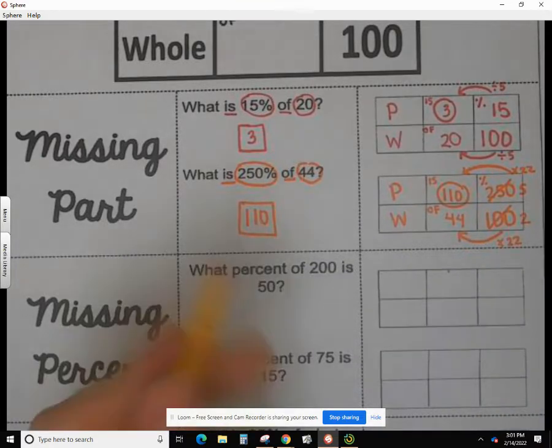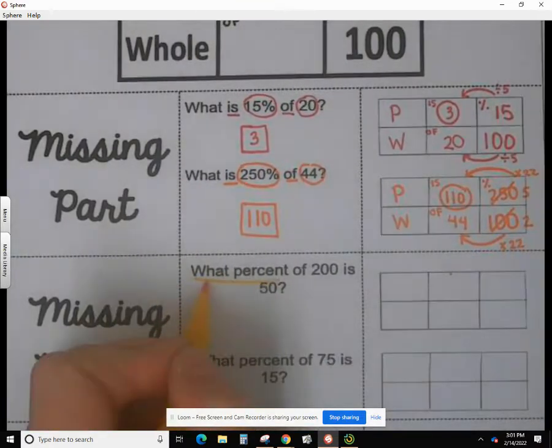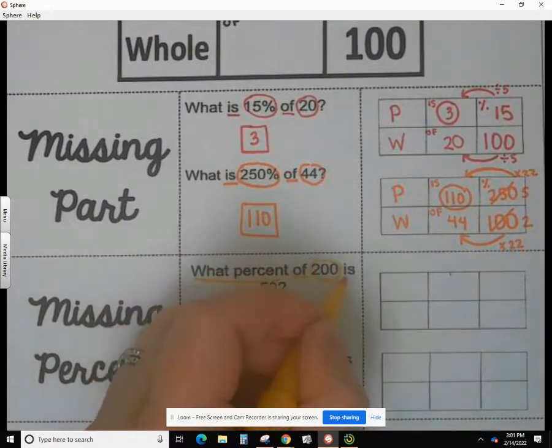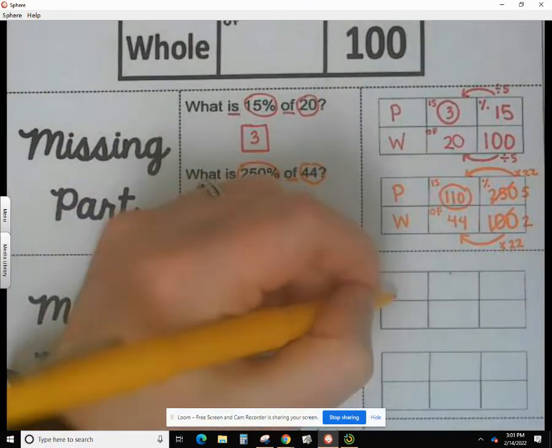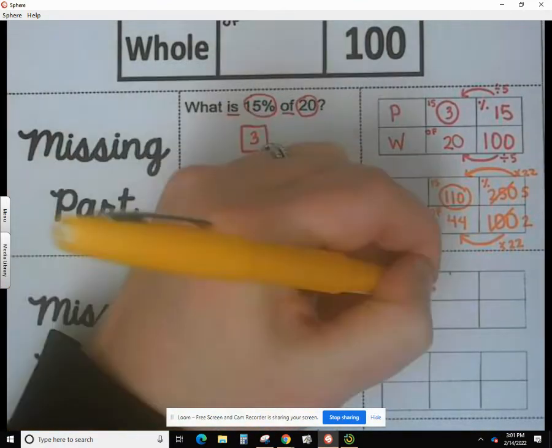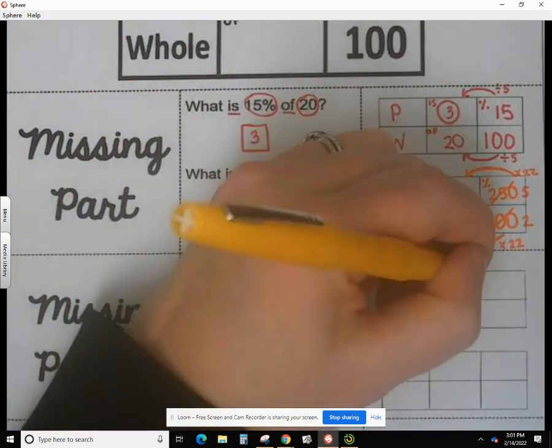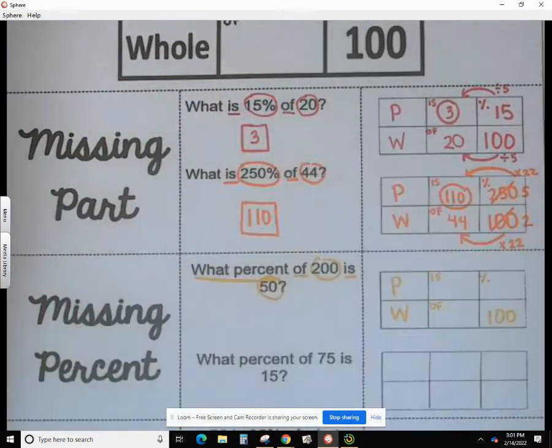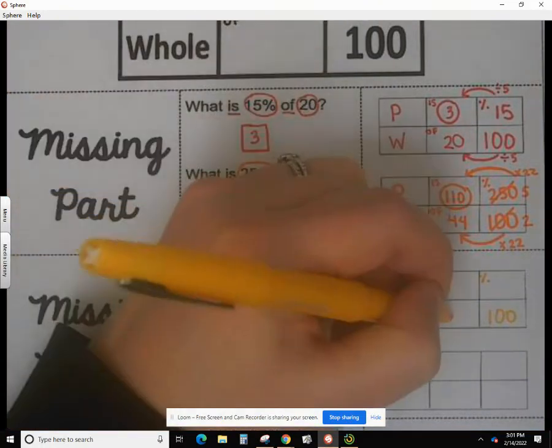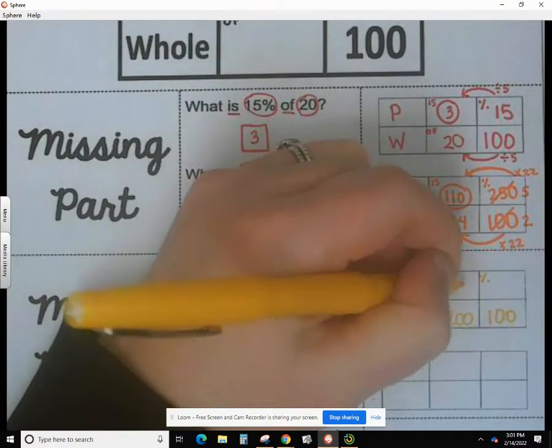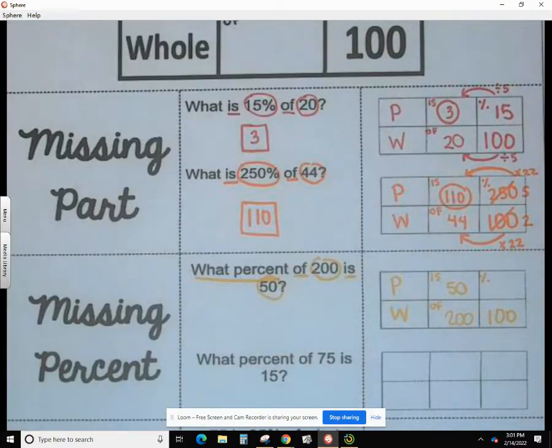Okay, so this time they say what percent, right? We don't know the percent, but we know the of number and we know the is number. So we set up our percent box just the same. Part over whole, is over of, percent over 100. The of number was 200, and the is number was 50. It said is 50. We don't know the percent.